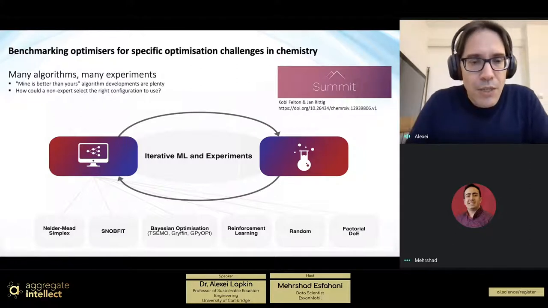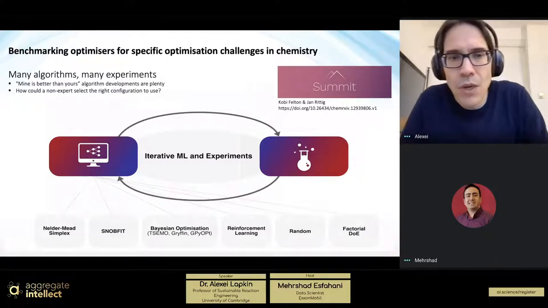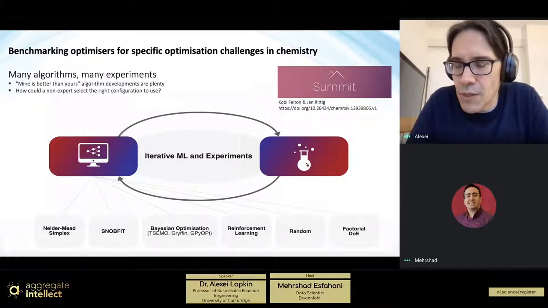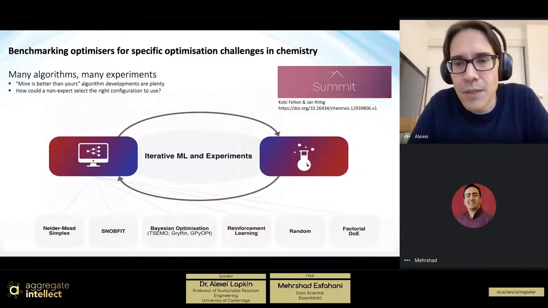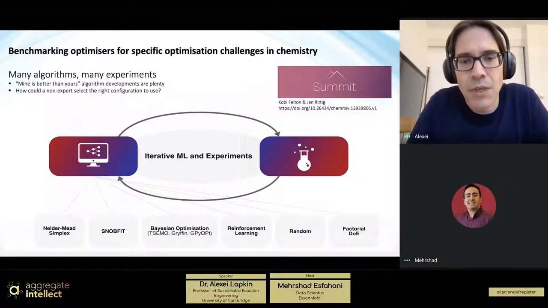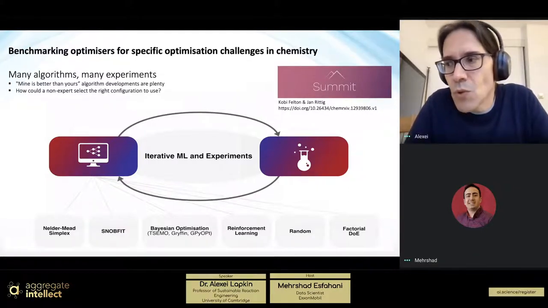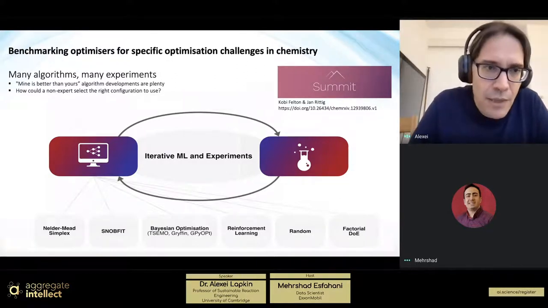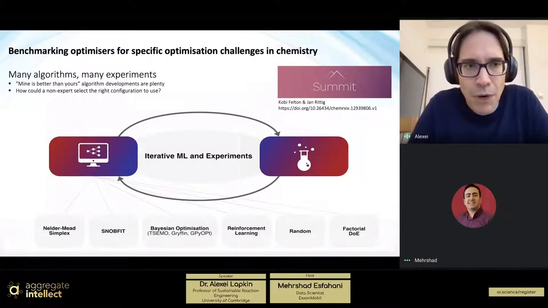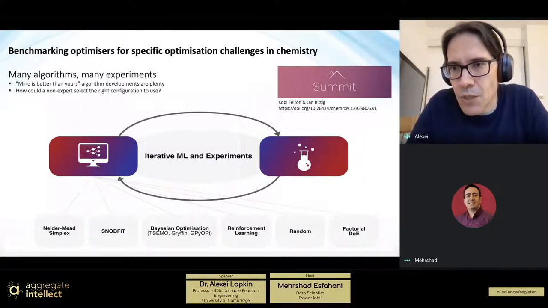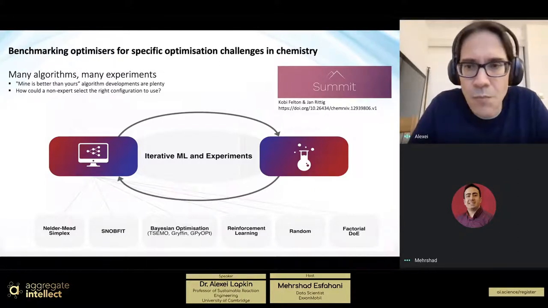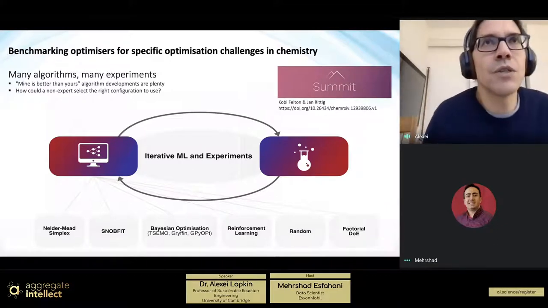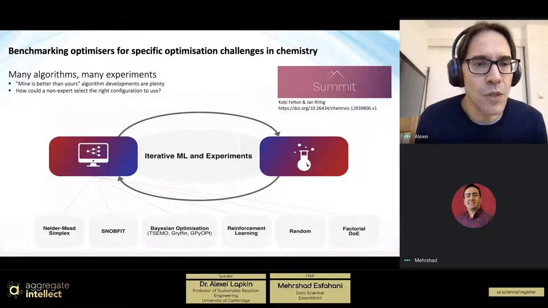Now, in order to understand which algorithm to actually use, my group decided to look at standard types of problems which many chemists or process chemists face, and then look at the number of algorithms out there and see, okay, can we develop a tool which helps users understand what's the best algorithm for a specific problem, a so-called benchmarking problem. They've set up this code, which is called Summit. It's on GitHub, it's open. The ChemRxiv paper is out, and the peer-reviewed paper is already in production. It will come out in the same Chemistry Methods journal quite soon.